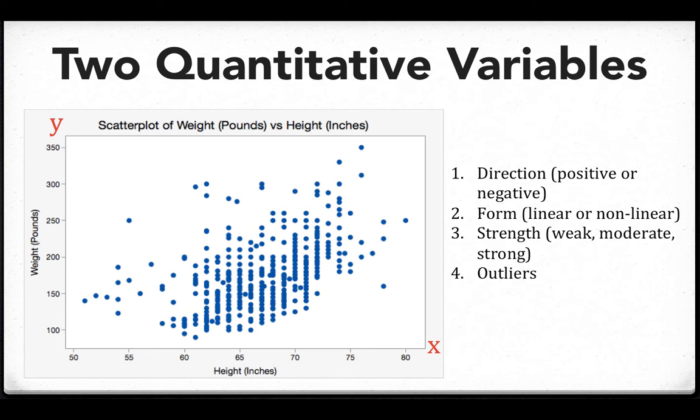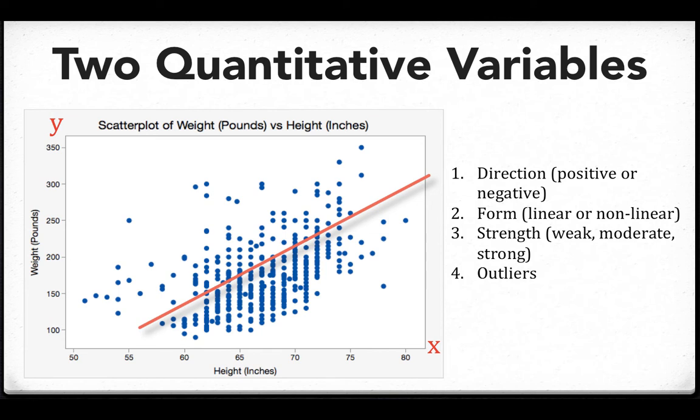We can describe a scatterplot in terms of direction, form, strength, and outliers. In terms of direction and form, I would say that this scatterplot is displaying a positive linear relationship. The strength, just looking at the scatterplot, I would say is moderately strong, and there are no obvious outliers.